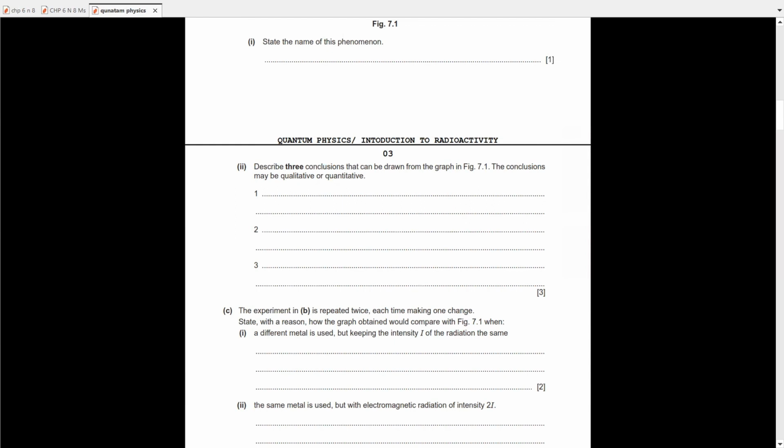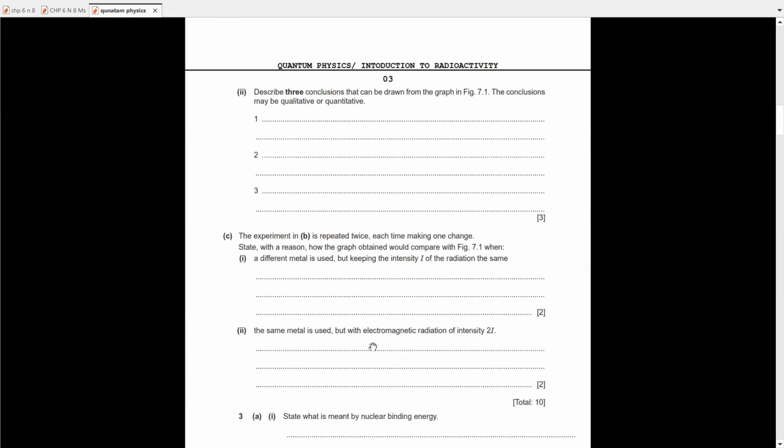So the same metal is used, but electromagnetic radiation of increased intensity. If the metal is the same, the threshold frequency would be the same. Photon energy would be the same, the line would be unchanged, but the number of electrons emitted would be greater.